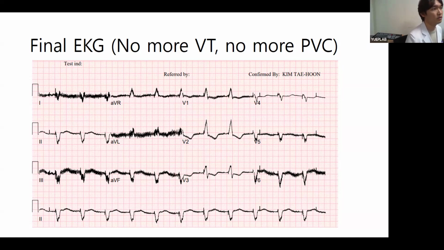If you really want to ablate the VT, please check the PAINESD score. Do you know what the PAINESD score is? If the score is over 17, the mortality is about 30%. So you have to be very careful and try to avoid those high-risk patients unless it is an ICD storm. Okay.